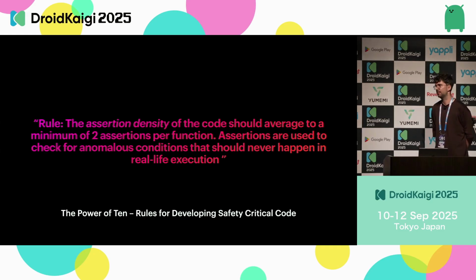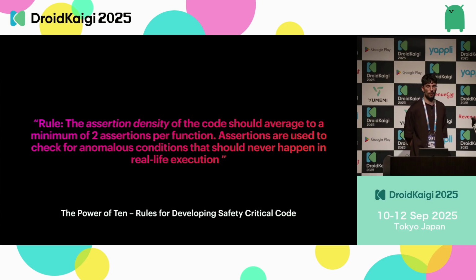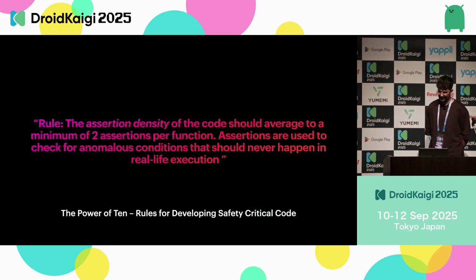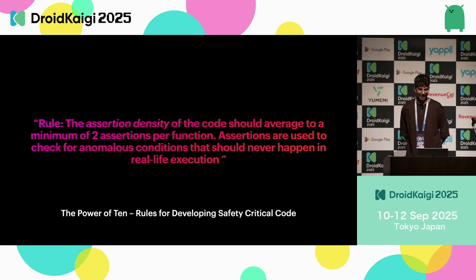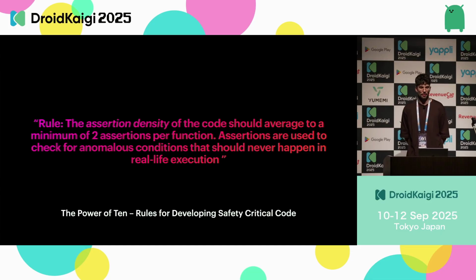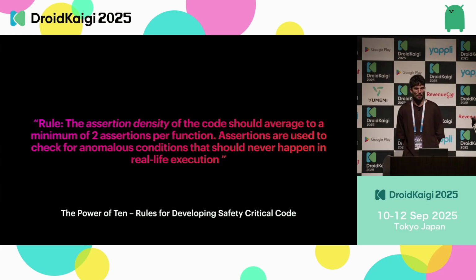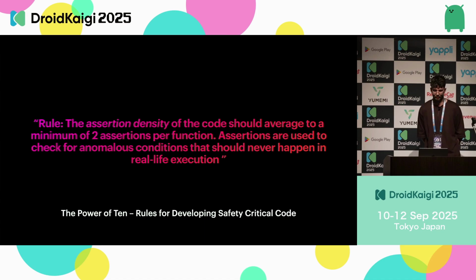And there are some things that are not really applicable anymore. For example, there's a rule that a function should not be longer than an A4 paper when printed. So I don't think we should follow that, but there are also some useful rules. For example, a rule that says the assertion density of the code should average a minimum of 2 assertions per function. Assertions are used to check for anomalous conditions that should never happen in real-life execution.